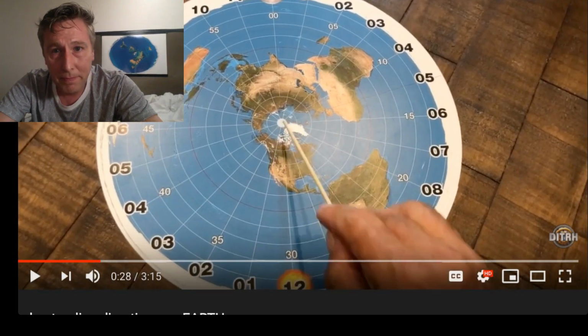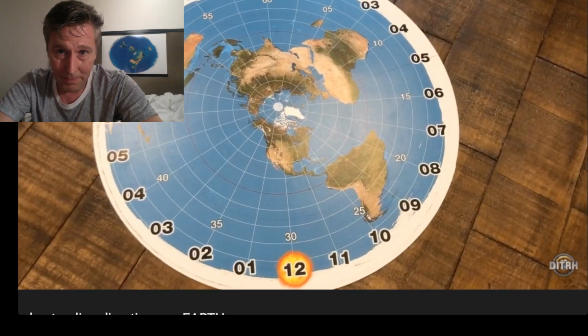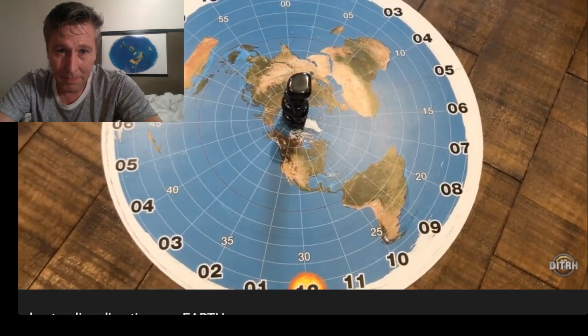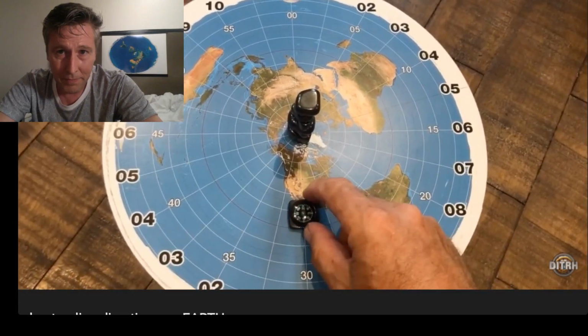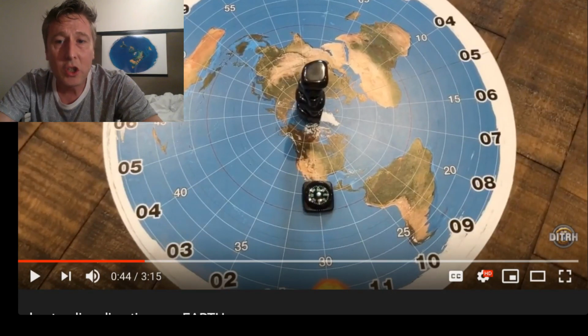It's 12 noon along this line of longitude. We'll put our magnetic center in and drop a compass down, and it points north.